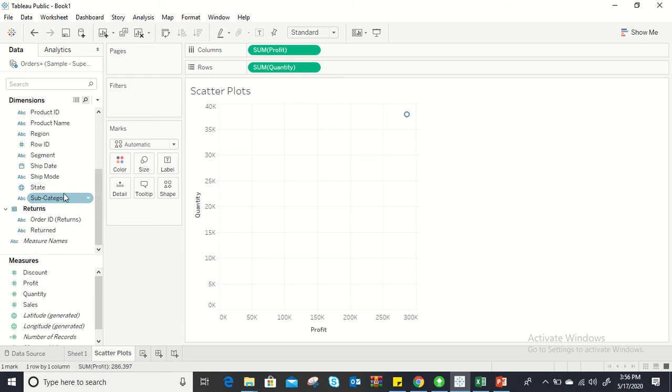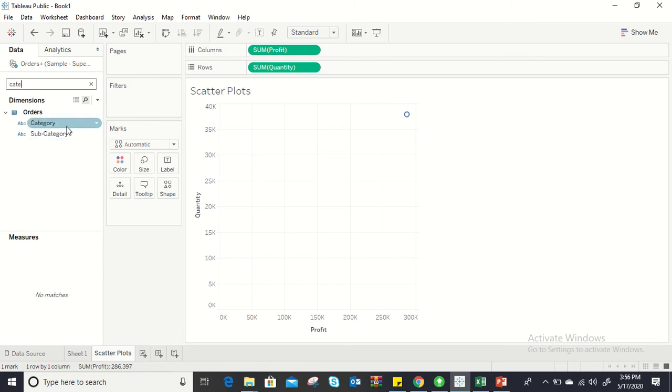Now, what I want to understand is, among my different categories, which category is giving me the best profit margin with respect to the quantity sold? So let's do that. If I look at category, each of these points should be one category, right? Basically this is one overall number which I'm getting here, which is not what I want. I want the category-wise division. So what I would do is drag category into detail.